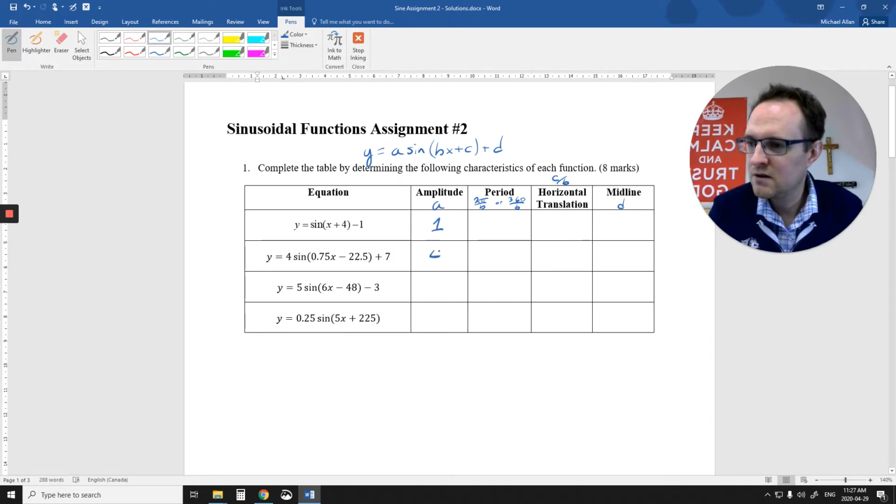So the amplitude is really easy. So it's 1, 4, 5, and 0.25. So just the numbers in the front of the sine there.